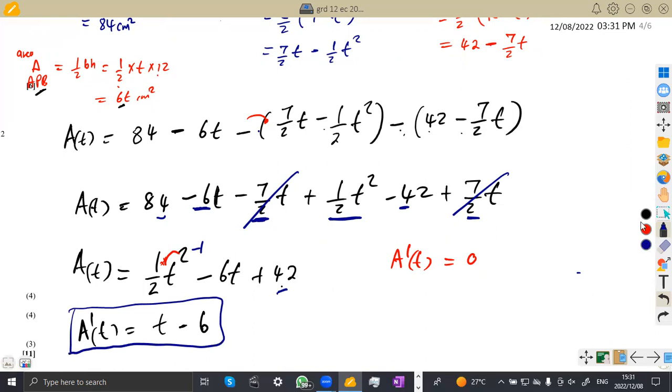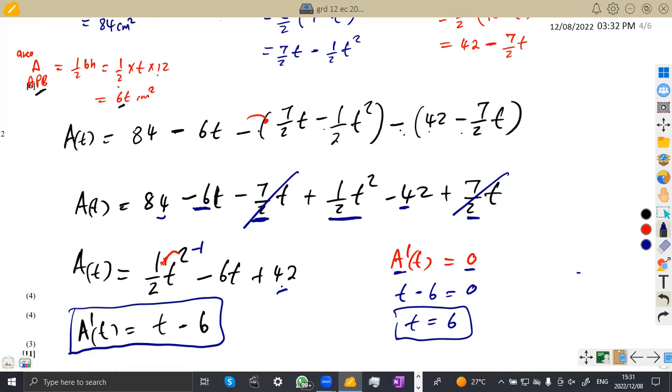So what we are going to do is to equate this now to 0, because we said the first derivative must be equal to 0. So t minus 6 must be equal to 0. So t is equal to 6. So when t is equal to 6, that's where we are going to have the minimum possible or the smallest possible area.